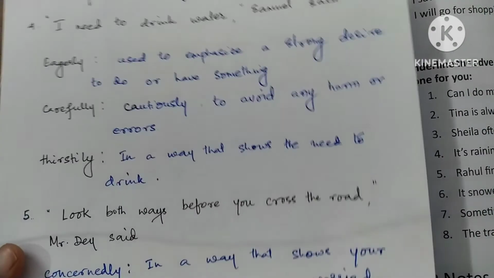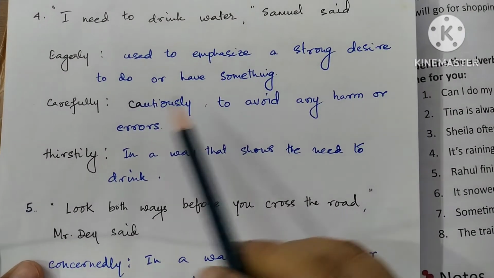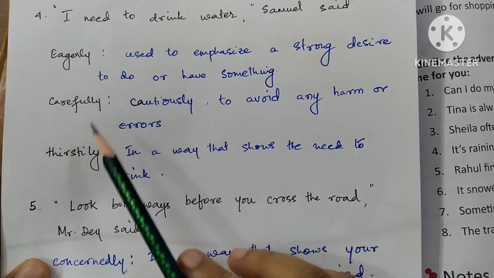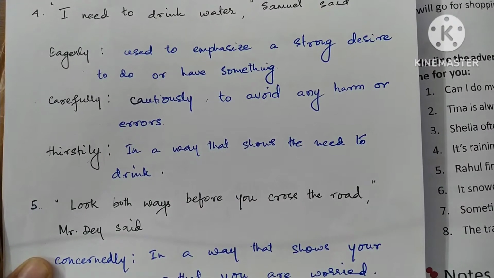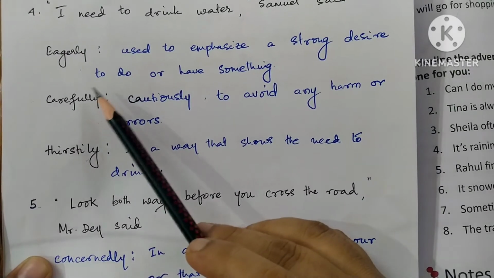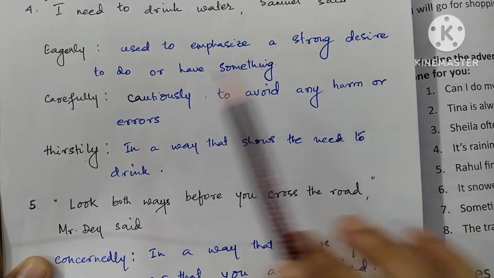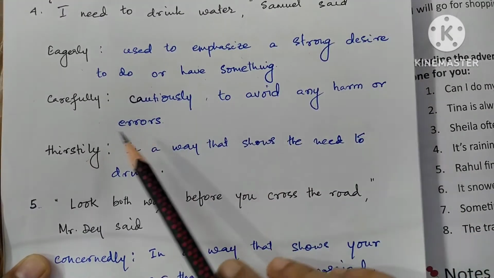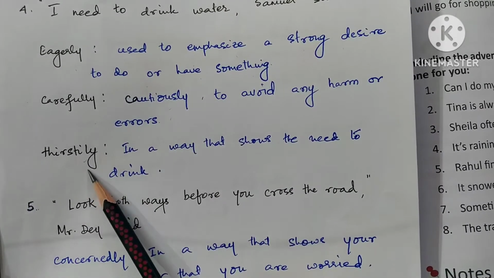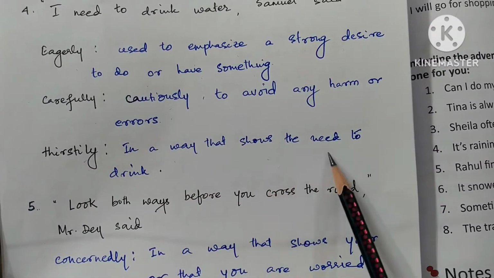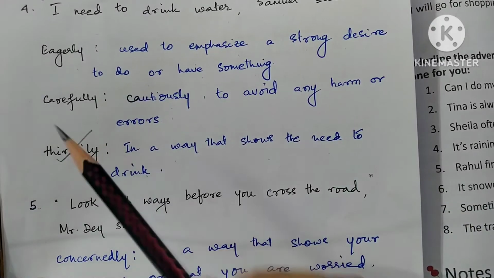Now number 4. I need to drink water, Samuel said. Now, is it eagerly, carefully or thirstily? When there is a need to drink water, that means you are thirsty. So, let us first understand the meanings. Eagerly means used to emphasize a strong desire to do or have something. Carefully means cautiously or to avoid any harm or errors. Thirstily means in a way that shows the need to drink. That means I need to drink water, Samuel said thirstily.